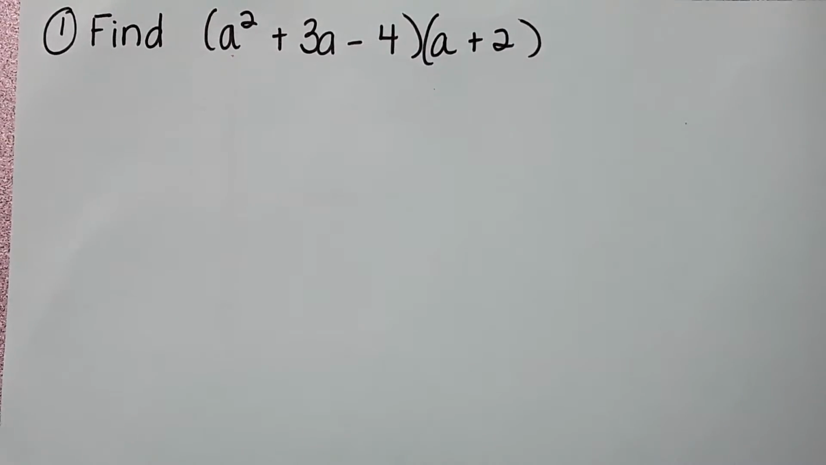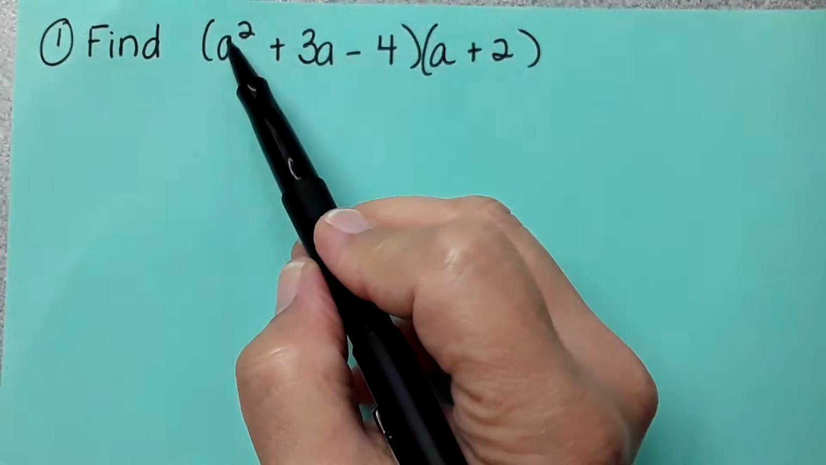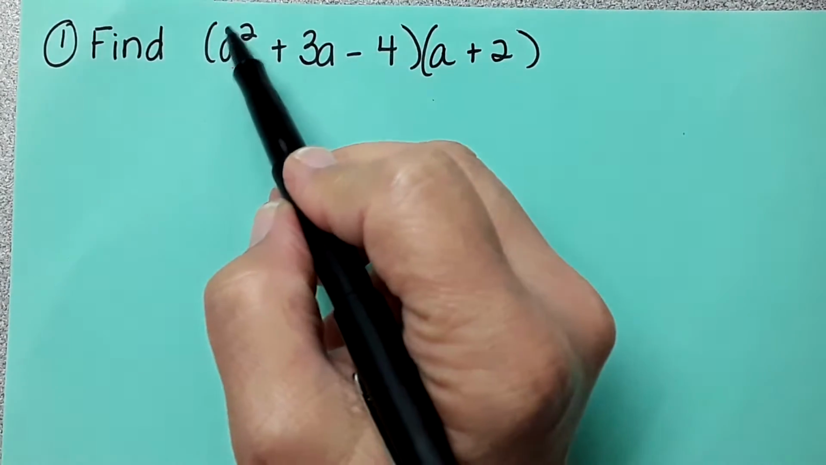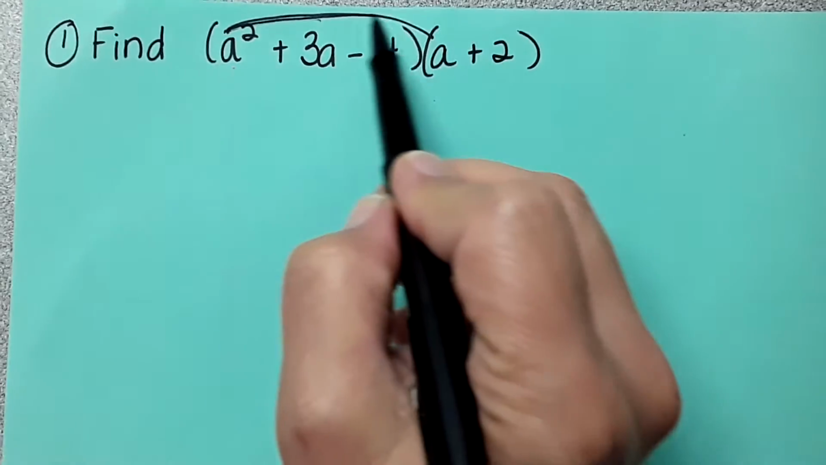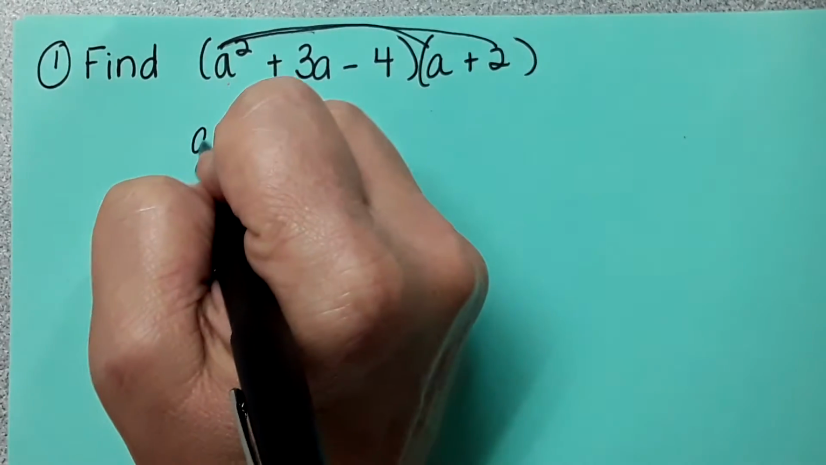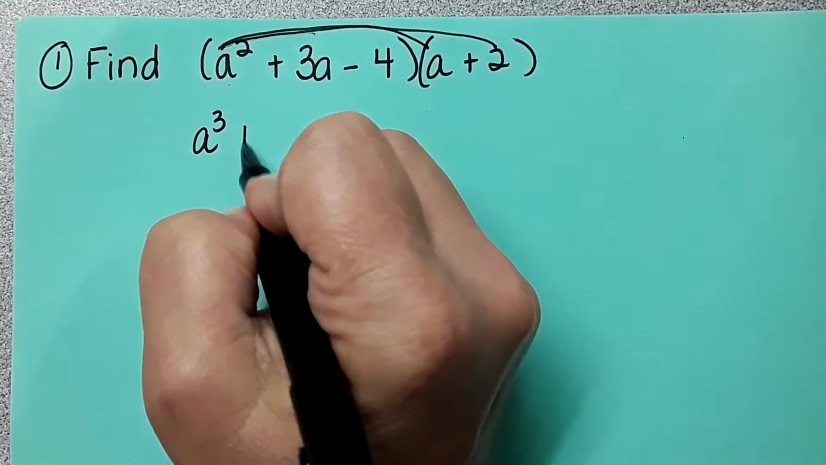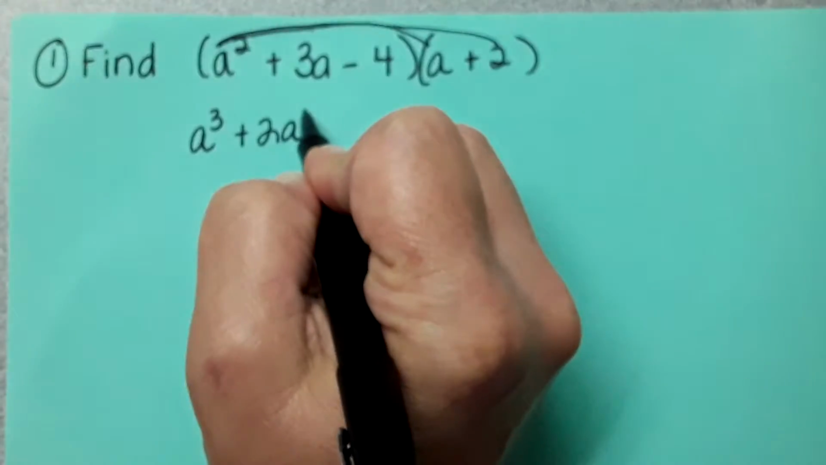So practice problem number 1. So we're going to distribute. We're going to do a squared times a, and then a squared times 2. So a squared times a is a to the third. A squared times 2 is 2a squared.